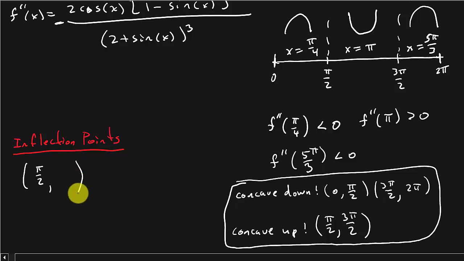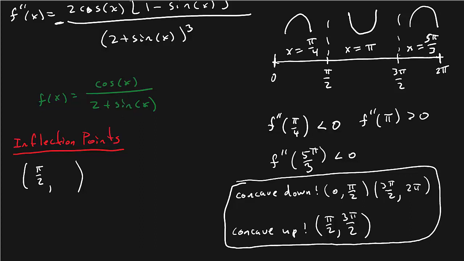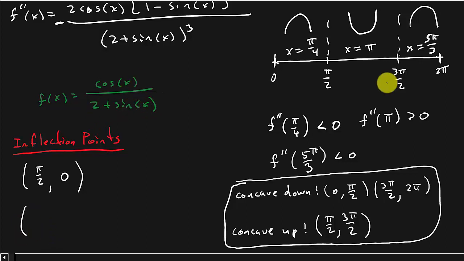And if you take the pi over 2 and you plug it back into the original, remember the original was f of x is equal to cosine x over 2 plus sine x. So if I plug the pi over 2 in, what am I going to get? Well, the cosine of pi over 2 is 0, so that's going to be 0 over 3, which is 0. And then we have an inflection point at 3 pi over 2, and that is also going to give us 0. So there's your inflection points.